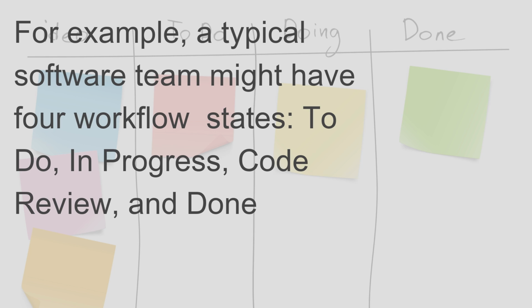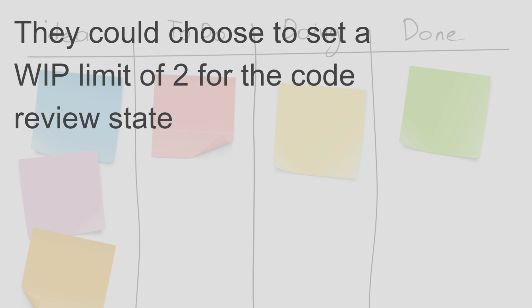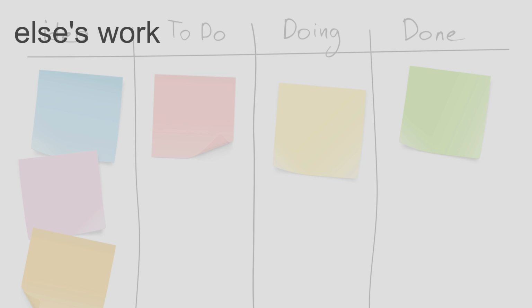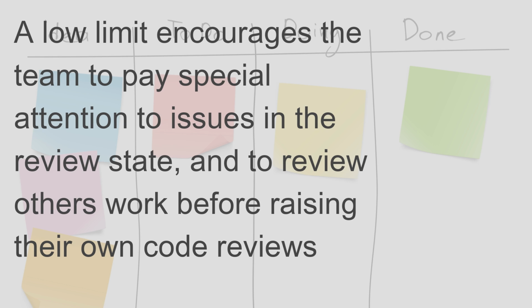For example, a typical software team might have 4 workflow states: to do, in progress, code review, and done. They could choose to set a WIP limit of 2 for the code review state. That might seem like a low limit, but there's good reason for it. Developers often prefer to write new code rather than spend time reviewing someone else's work. A low limit encourages the team to pay special attention to issues in the review state and to review others' work before raising their own code reviews. This ultimately reduces the overall cycle time.